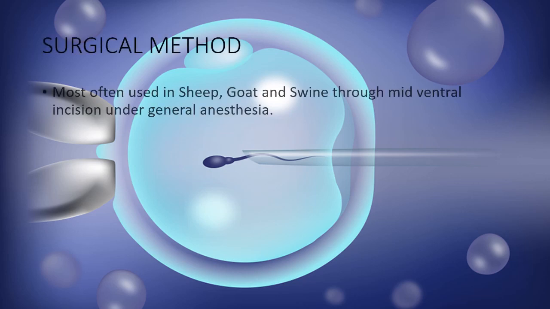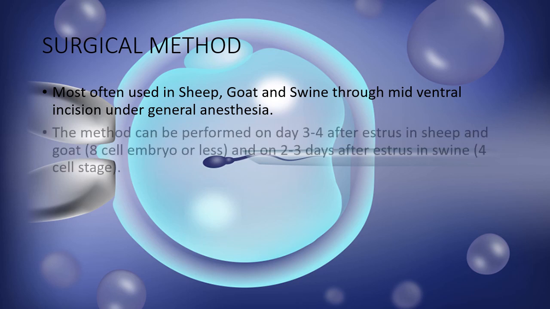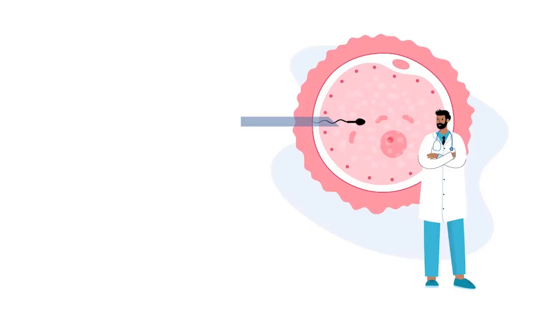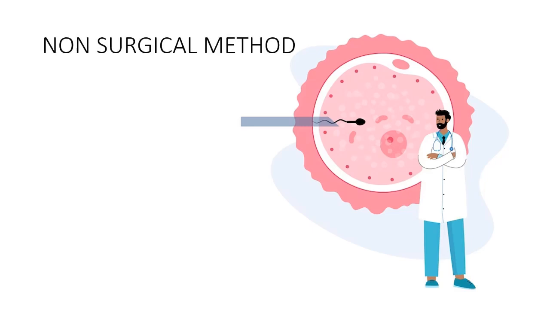Surgical method: most often used in sheep, goat and swine, through a mid-ventral incision under general anesthesia. The method can be performed on day 3 to 4 after estrus in sheep and goat, at 8-cell embryo stage or less, and on 2 to 3 days after estrus in swine, at 4-cell stage. Now we'll move on to the non-surgical method.